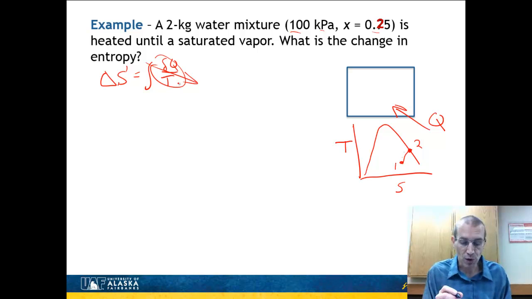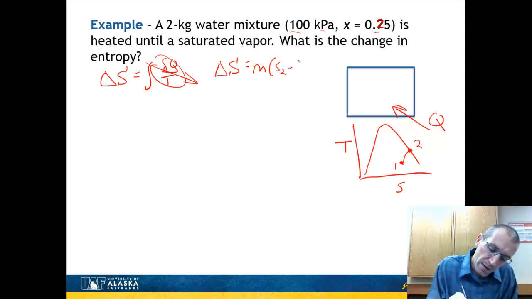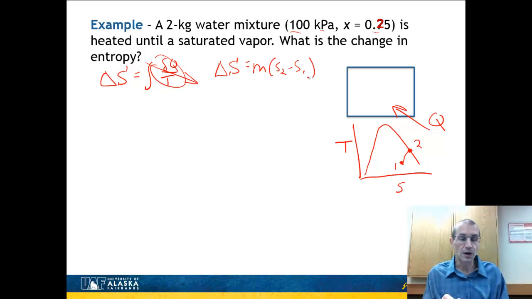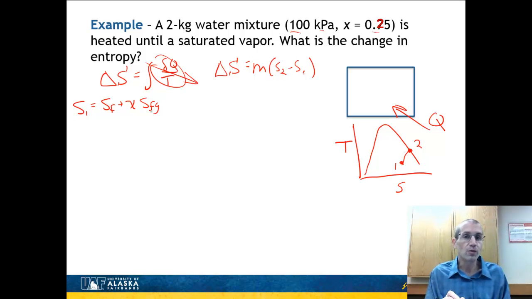But since entropy is a property, all we need to know is point 1 and point 2, and then I can calculate delta S as m times (S2 minus S1). So I just need to know what the entropy is at those 2 points. I've got 2 intensive variables at the initial state: a pressure and a quality. So I can find out what S1 is. S1 is S_f plus x S_fg. And so I'm going to pull values off the table.